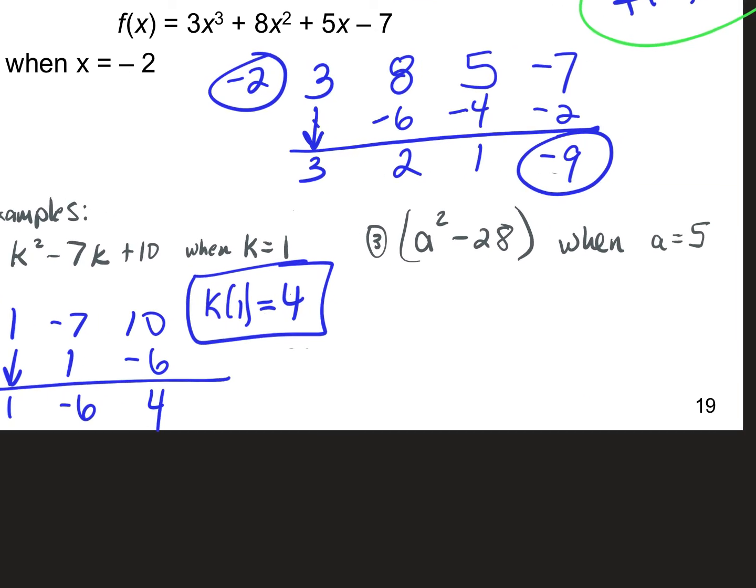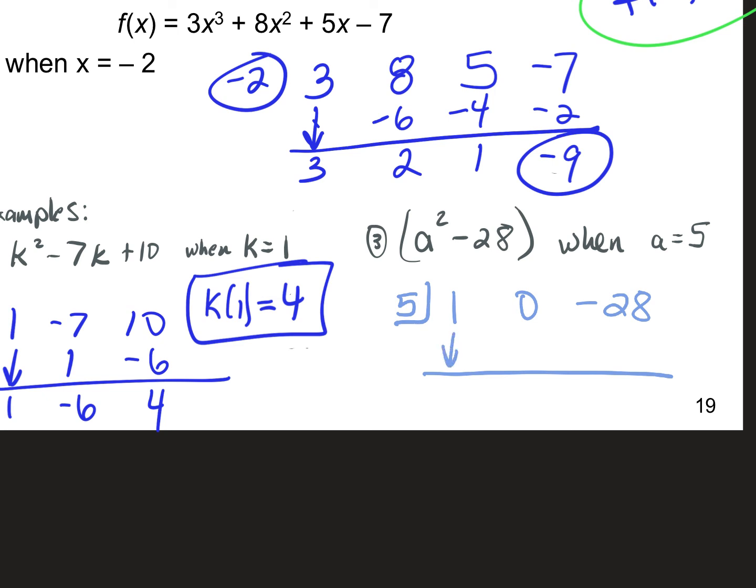Last one. What number do they want me to use? They want me to evaluate using a equals 5. What are the coefficients? What's my first row of numbers going to be? Ooh, good. 1, 0, and negative 28. Why do I have a 0? Because there's no a to the first power. Very good. If you guys skip that 0, your whole answer would be wrong. So make sure you have placeholders for everything from the beginning, from the highest exponent down to no exponent.